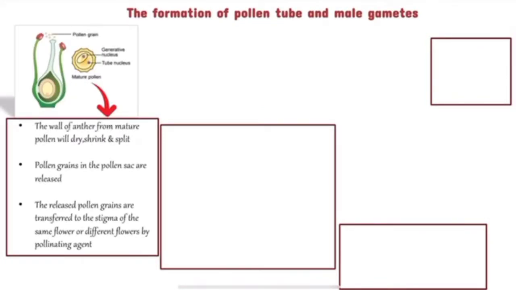First, the wall of anther from matured pollen will dry, shrink, and split. Pollen grains in the pollen sac are released. The released pollen grains are transferred to the stigma of the same flower or different flowers by a pollinating agent. So we get to the picture here. This is anther, right? So the wall of anther will mature, dry, shrink, and split, and will release the pollen grains. The pollen grains are transferred to the stigma and also transferred to the different flowers by pollinating agent.